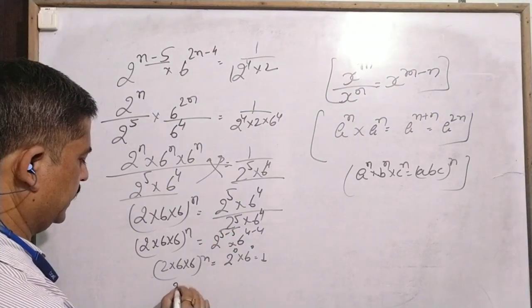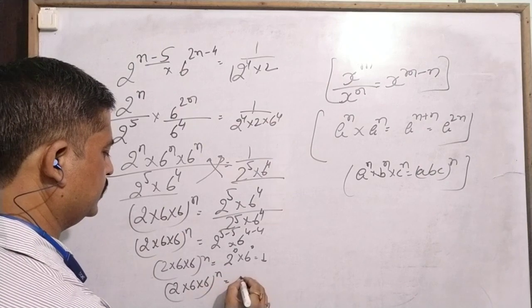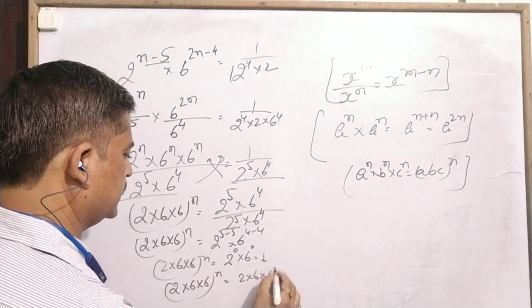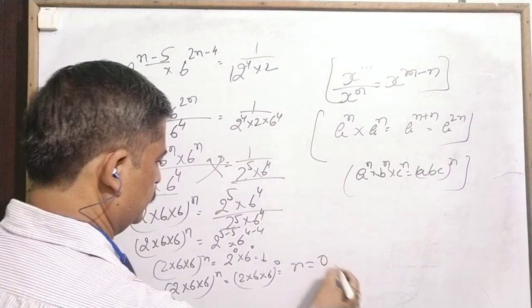We can also write that (2 into 6) power n equals (2 into 6) power 0. So n equals 0.